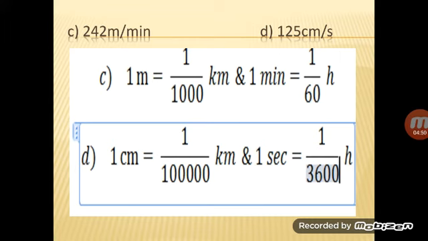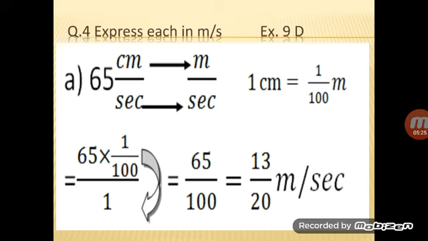The conversion scales are given to you that will help you to solve C and D part of this question. 1 meter equals 1 by 1000 kilometer and 1 minute equals 1 by 60 hour. To convert 242 meter per minute to kilometer per hour. D part is given as 125 centimeter per second. The conversion is given as 1 centimeter equals 1 over 100,000 kilometer, and 1 second equals 1 over 3600 hour.